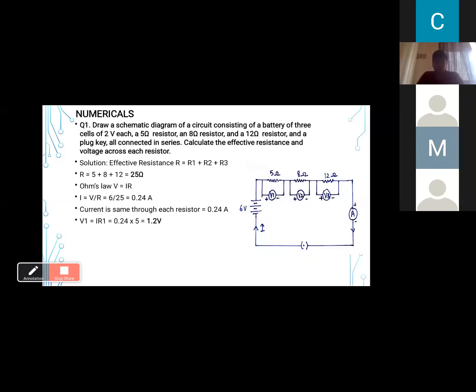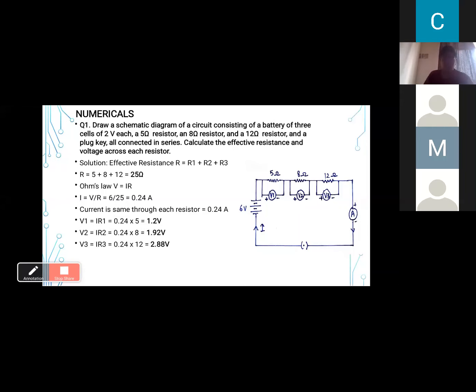Okay. Now applying Ohm's law in other resistances also, V1 equals IR1. 0.24 into 5 gives me 1.2 volts. That is 1.2 volt will be across 5 ohm resistor. Then V2 will be IR2. 0.24 into 8, 1.92 volts.